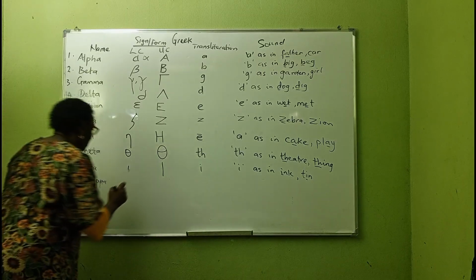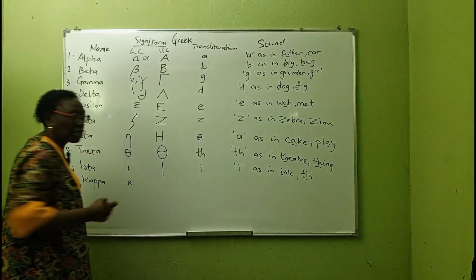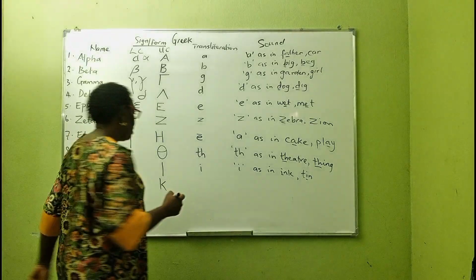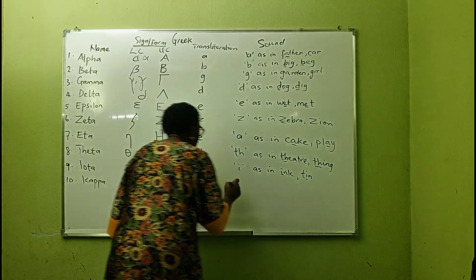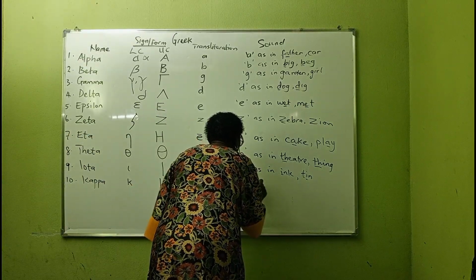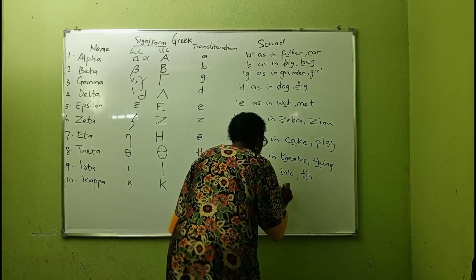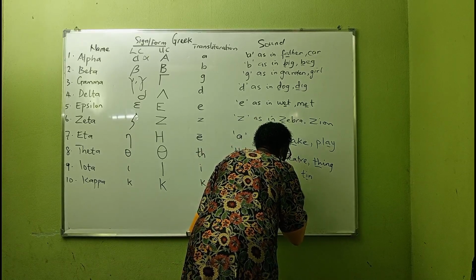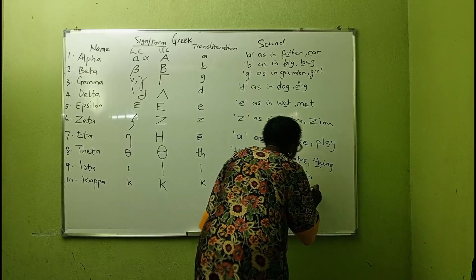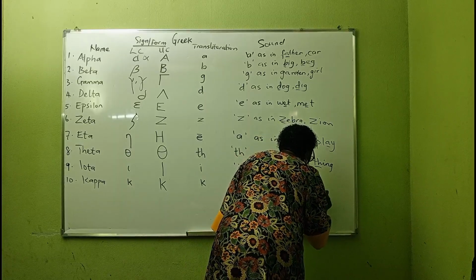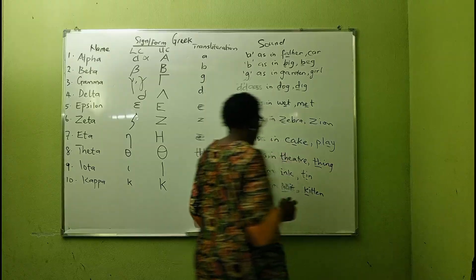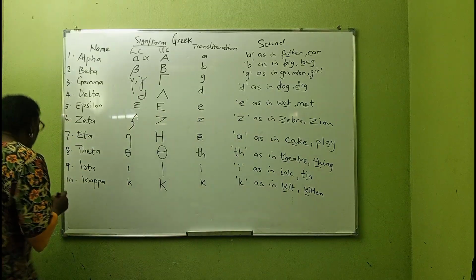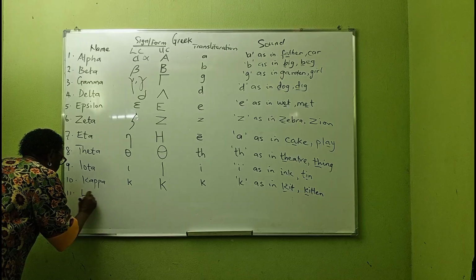Kappa actually looks like our English K, and the capital letter is also like K, just bigger. So it's K. In terms of sound, we can say K as in kit, or you can say kitten. It is the K sound. That's kappa. And then the next one is lambda.